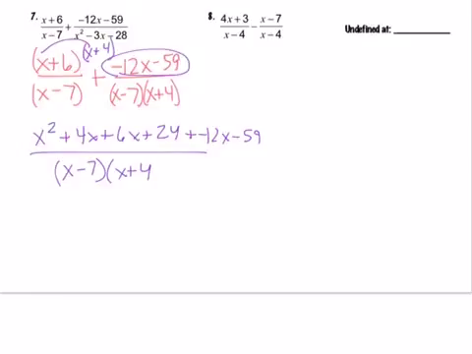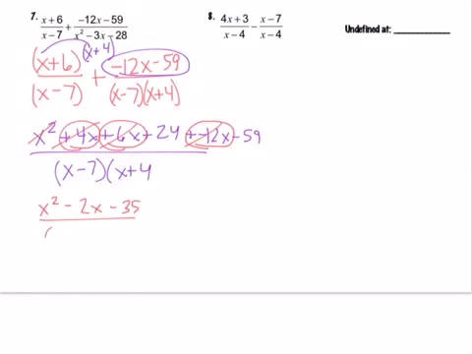So I have to combine my like terms on top. So I combine everything that's alike. So I'd write x squared. And I'm going to combine my 4x and 6x, that's 10x. 10x minus 12x is negative 2x. And those are done. And then I have positive 24 and negative 59. So that would be minus 35 all over x minus 7 and x plus 4.